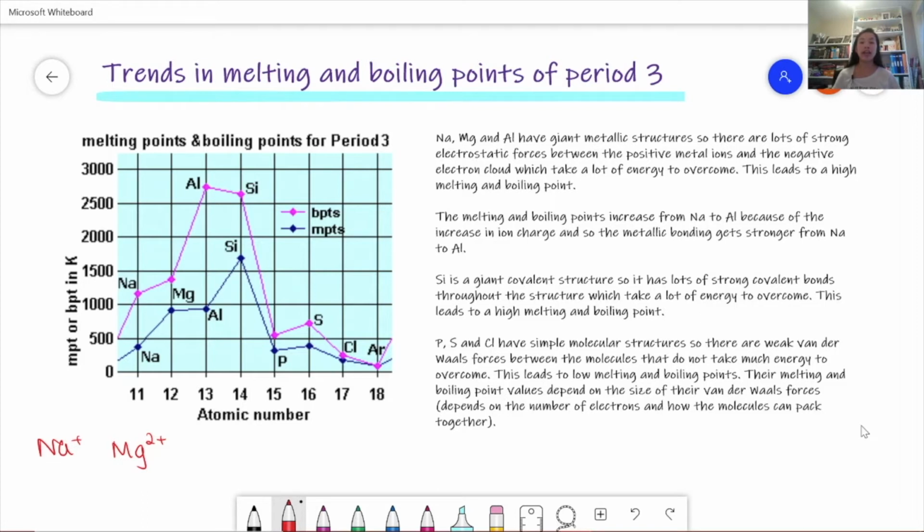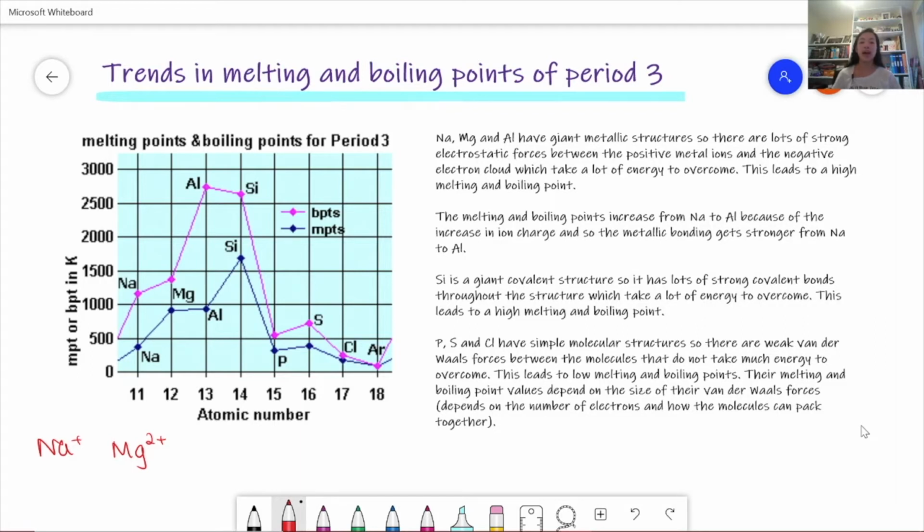Silicon is a giant covalent structure, so it has lots of strong covalent bonds throughout the structure which take a lot of energy to break. And so this leads to a high melting and boiling point. Phosphorus, sulfur, and chlorine all have simple molecular structures, so there are very weak van der Waals forces between the molecules that don't take very much energy to overcome, and this leads to generally very low melting and boiling points compared to the giant metallic structures and the giant covalent structure of silicon.